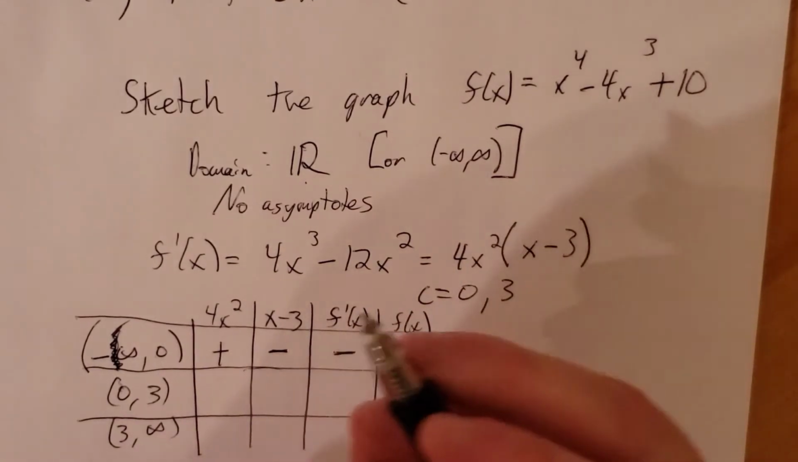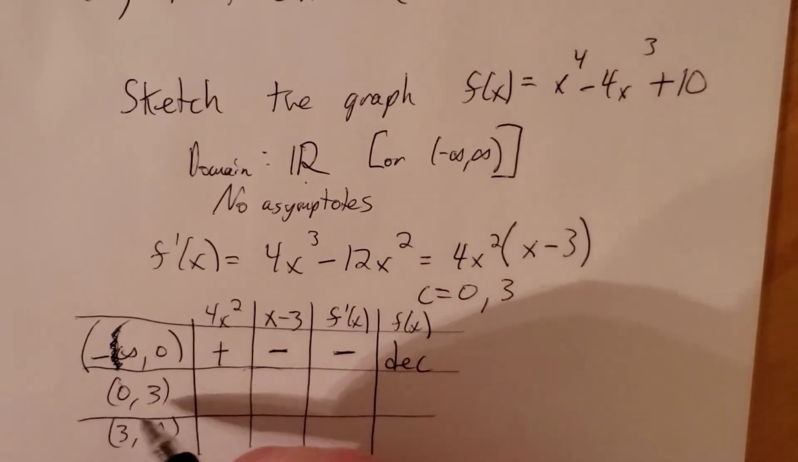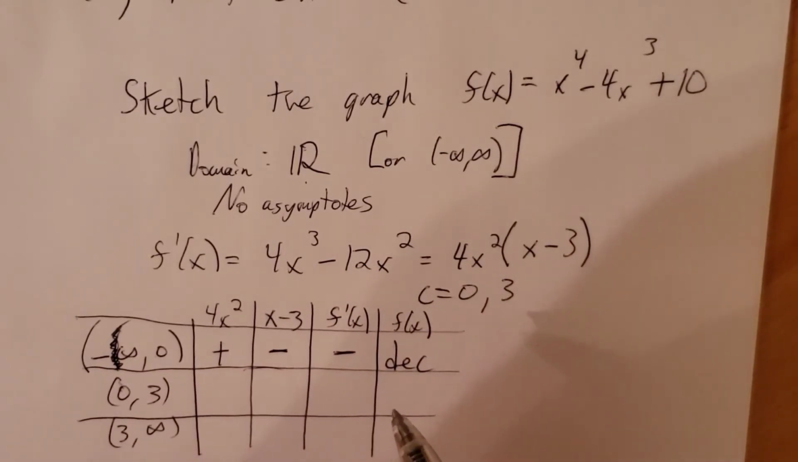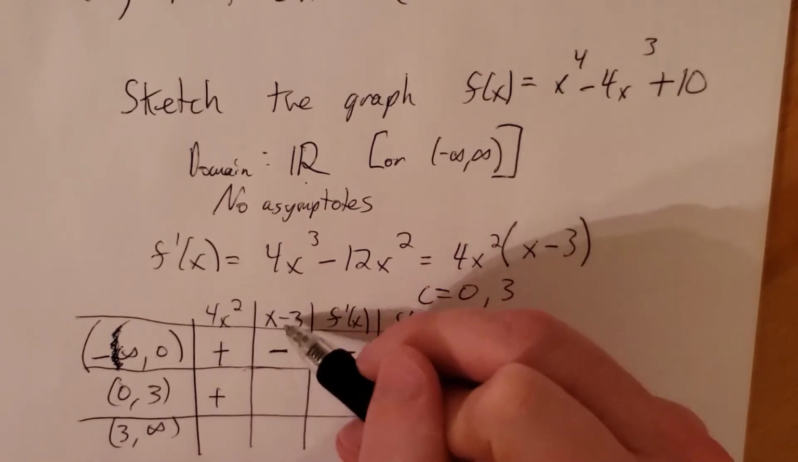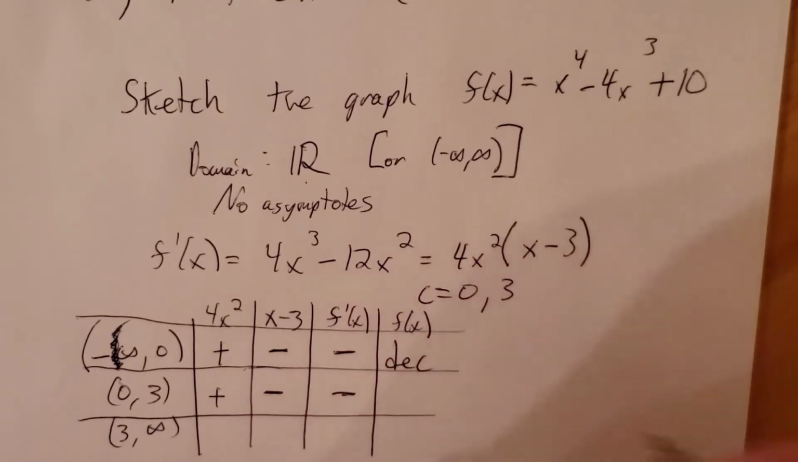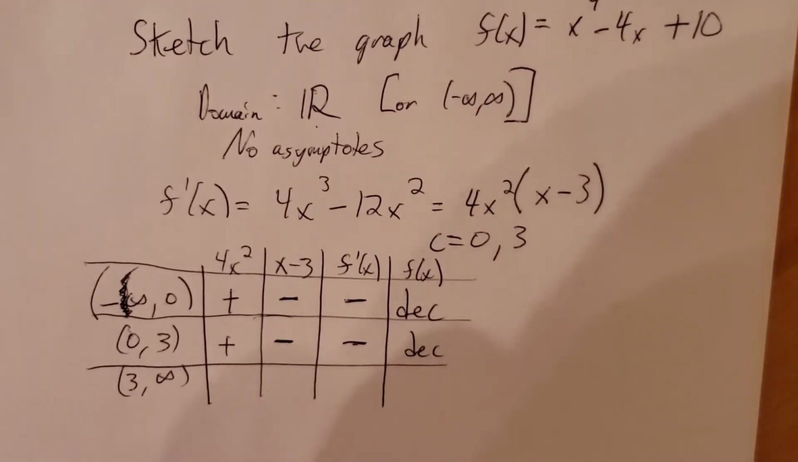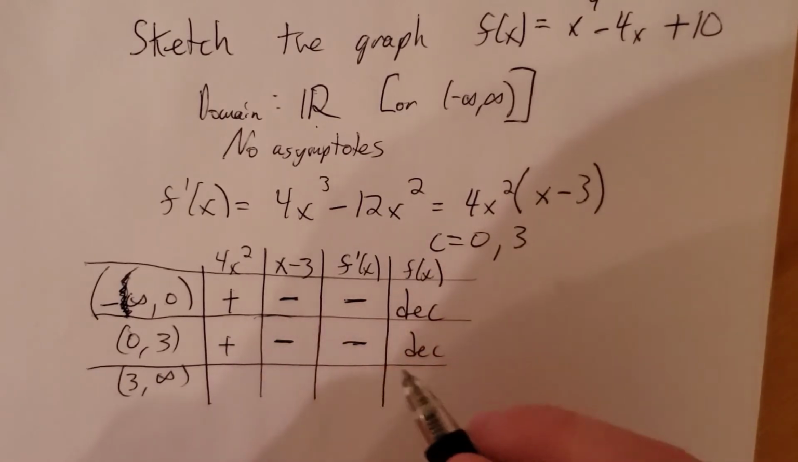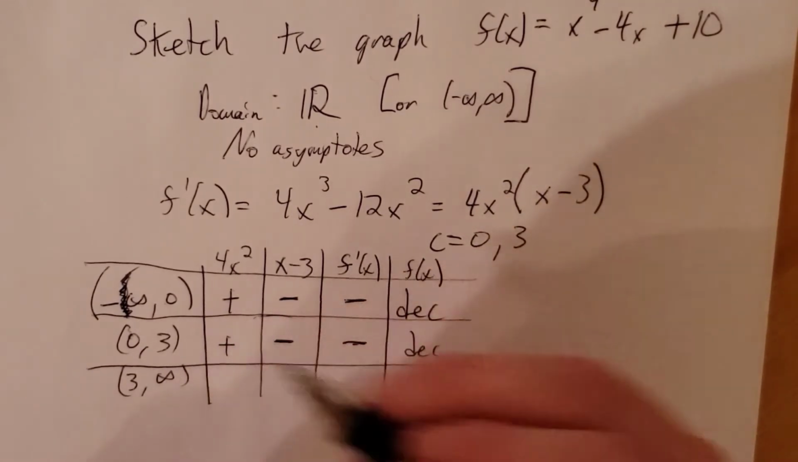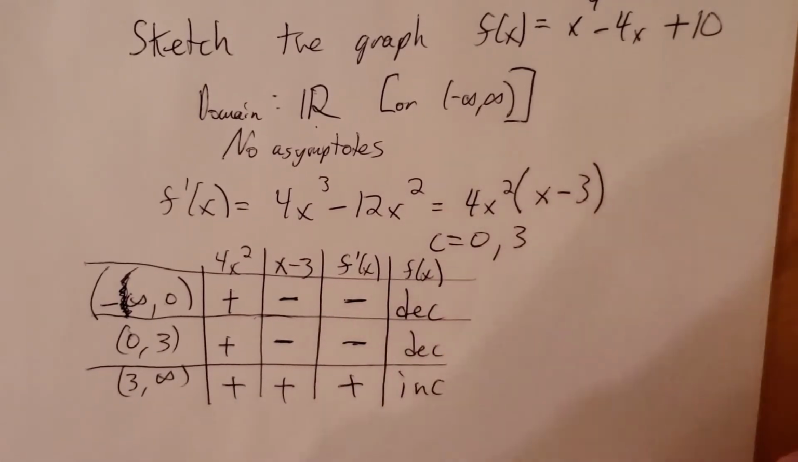And then for our function, let's plug in 1 or 2, or anything really between 0 and 3, but 1 or 2 is the best choice. So let's plug in 1, we get a positive. 1 minus 3 is negative. So this is again negative, so our function is decreasing. And then let's plug in 5 here. This is positive, so that makes the whole thing positive. So our function is increasing.